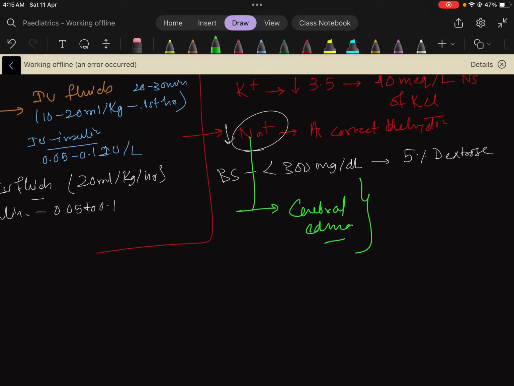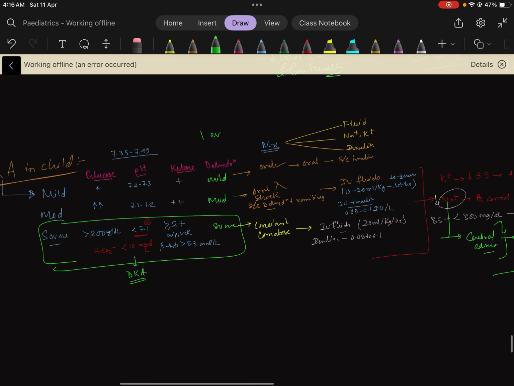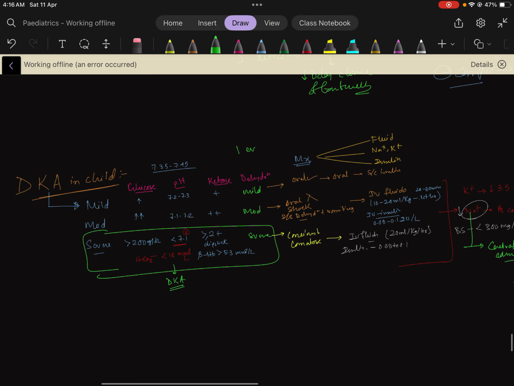Other than that, a rapid decrease in sodium can lead to cerebral edema. So what we need to do is slowly correct the levels over 1 to 2 days and not acutely. So this is the management of DKA and classification as well.